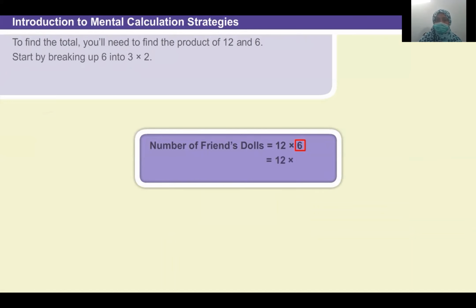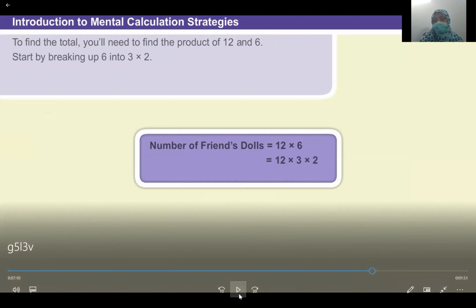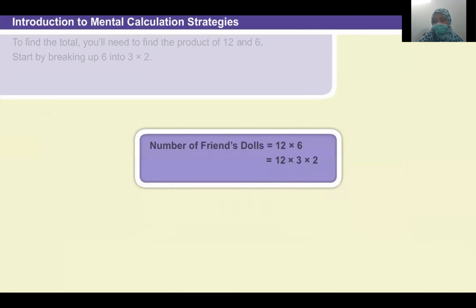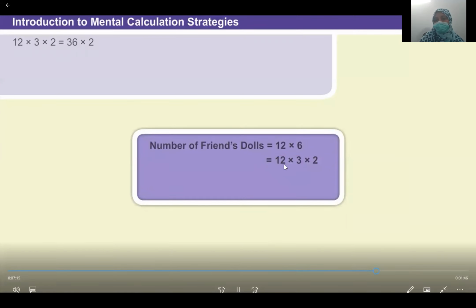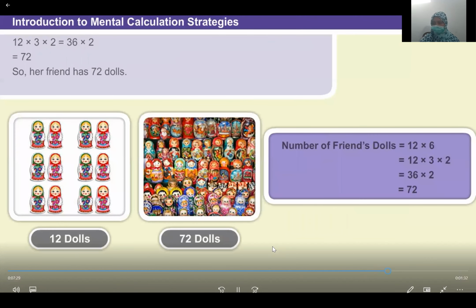And here, by using mental calculation, you will be breaking up the number 6 into 3 times 2. Okay, so breaking your number as 3 and 2, then multiply the first two numbers: 12 times 3 is 36, times 2, then it will be 72. So this is the number of the friend's dolls.